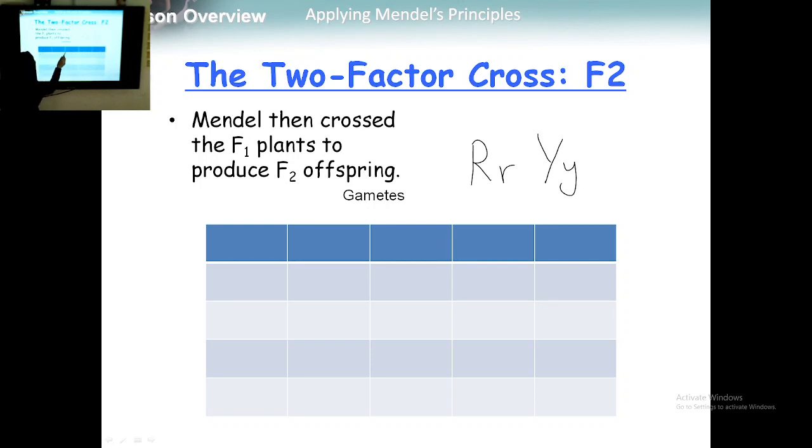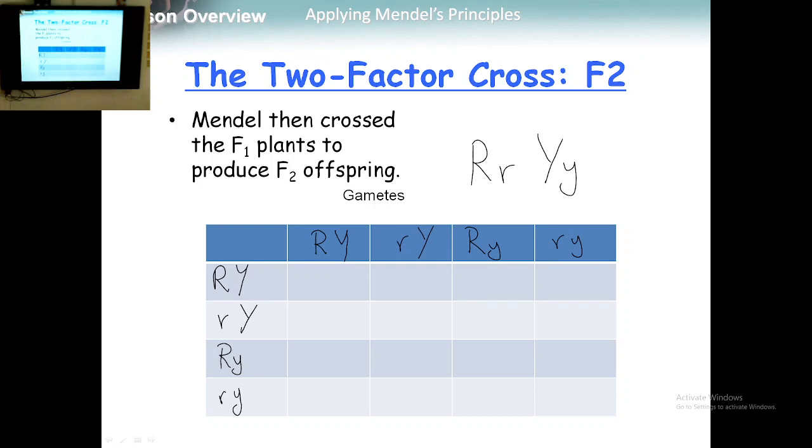Let's find the gametes. We will write the gametes here. The first one, R capital, Y capital. The second one, R small, Y capital. Here, R capital, Y small, and here, R small, Y small. At the same time here, we write the other gametes: R capital, Y capital, R small, Y capital, R capital, Y small, R small, Y small.